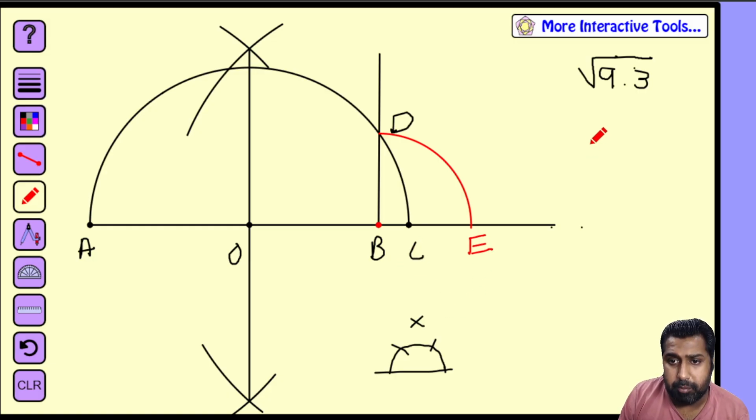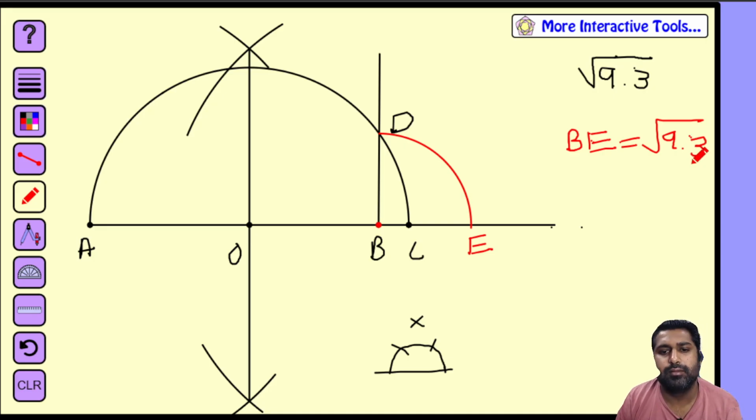And this BE is equal to your square root of 9.3.